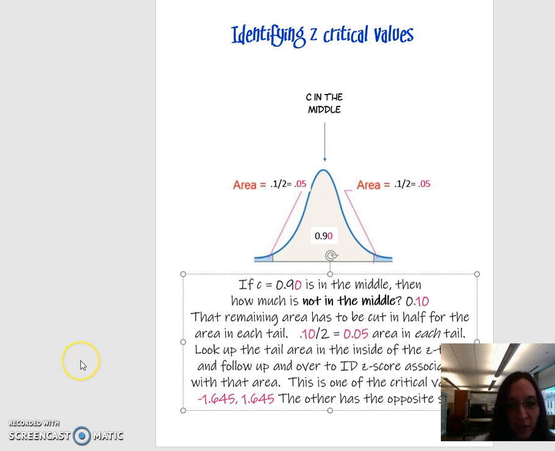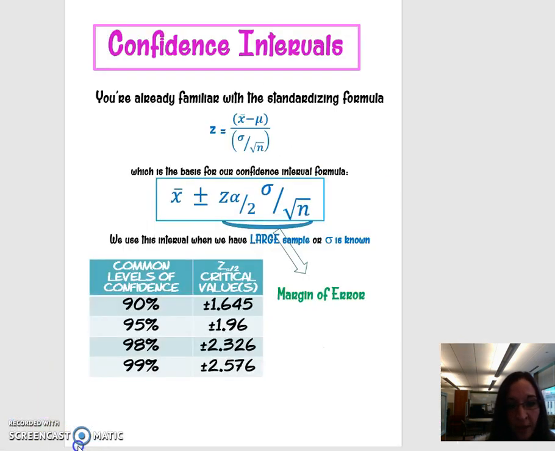The remaining two levels of confidence are noted in the slide that I provided you that looks like this. The 98% confidence interval with 0.98 as the area under the curve in the middle has 2% that's not in the middle. So 1% in each tail, critical values are plus and minus 2.326.